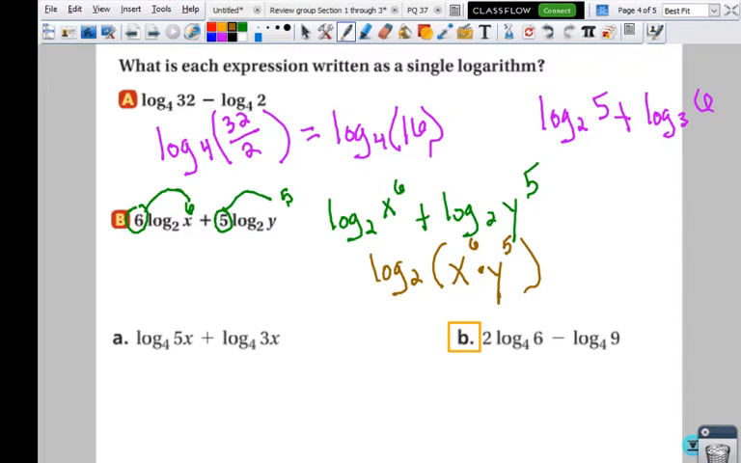I can't actually multiply those together, so I'm just going to leave it. I'm done.